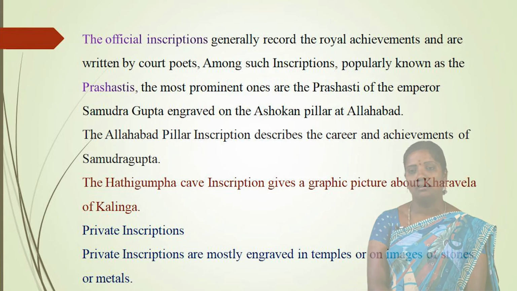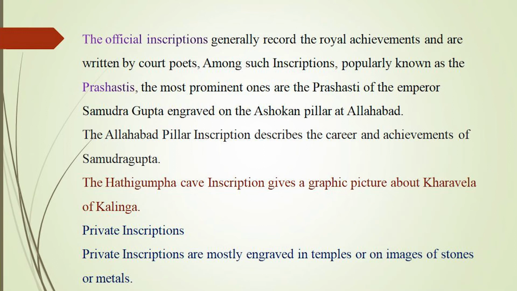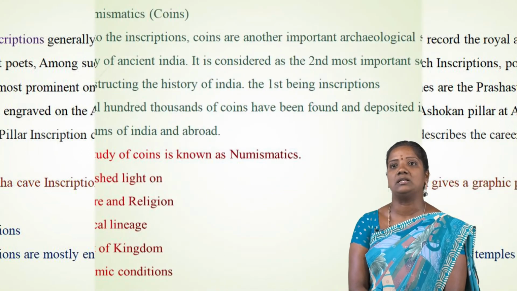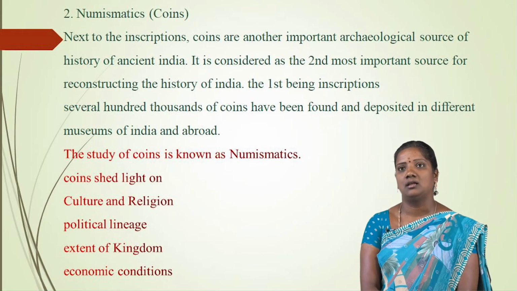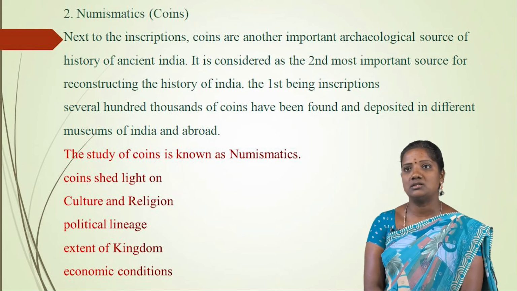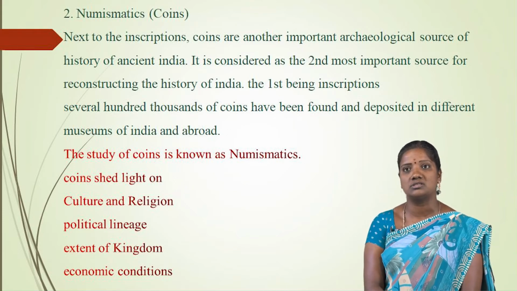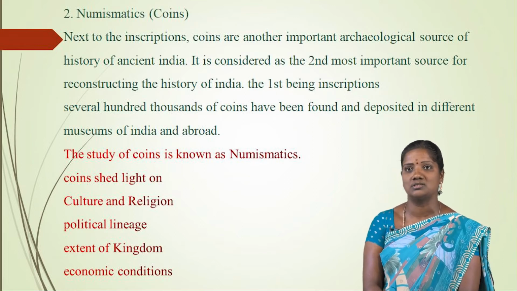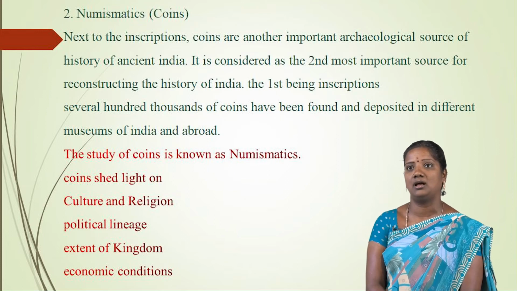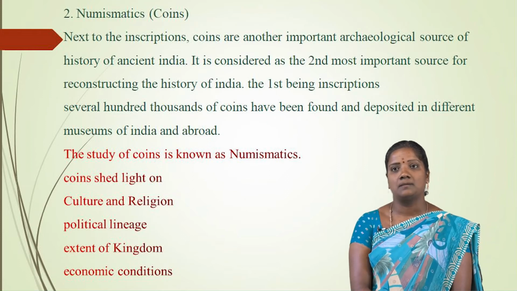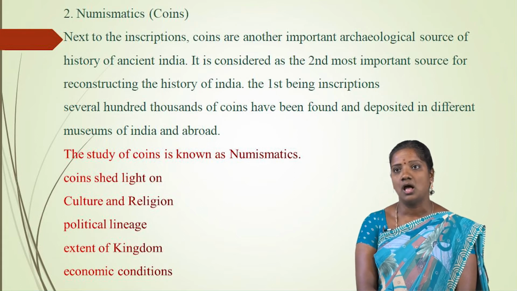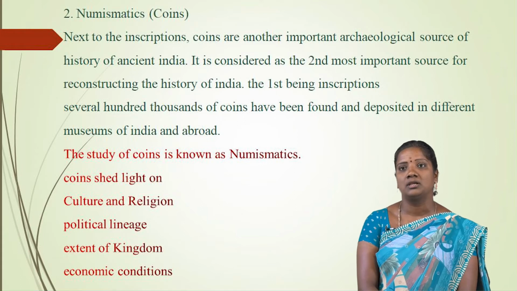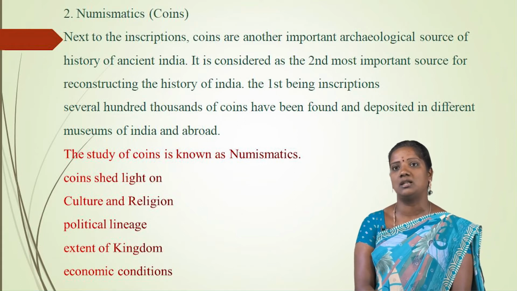Private inscriptions. Private inscriptions are mostly engraved in temples or on images of stones or metals. Numismatics. Next to the inscriptions, coins are another important archaeological source of the history of ancient India. It is considered the second most important source for reconstructing the history of India, the first being inscriptions. Several hundred thousands of coins have been found and deposited in different museums of India and abroad. The study of coins is known as numismatics.